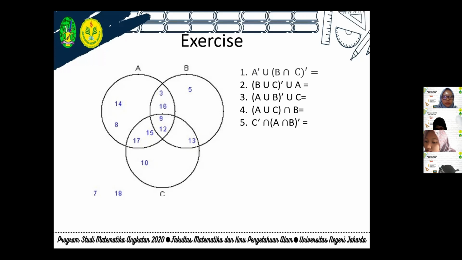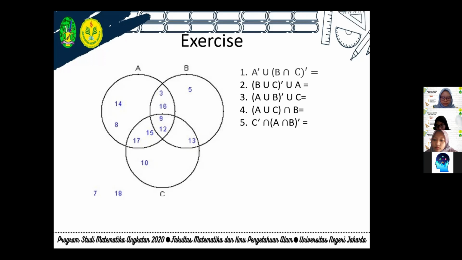Can I try to answer number 2? Yes, of course. The answer is 14, 8, 17, 15, 12, 9, 16, and 3. I'm sorry, it's still incorrect.